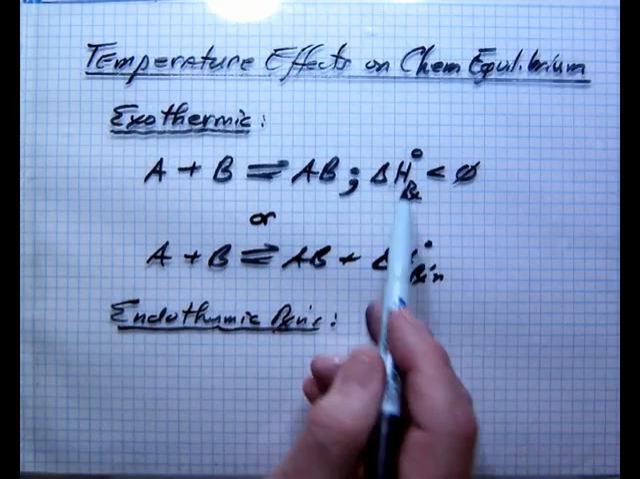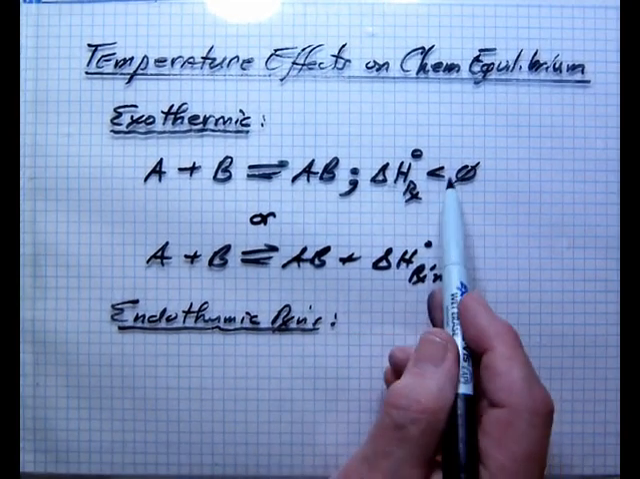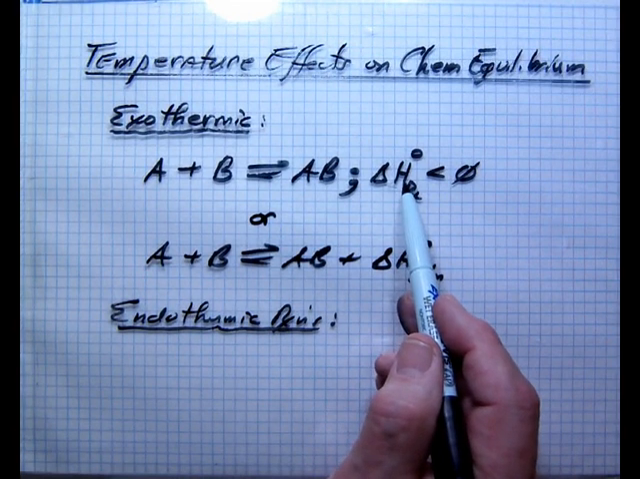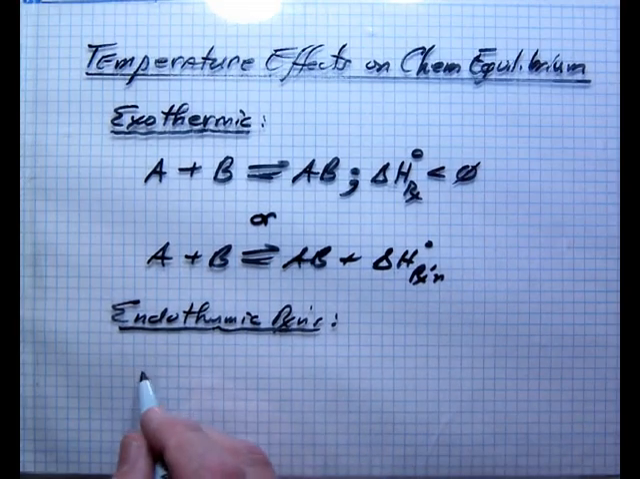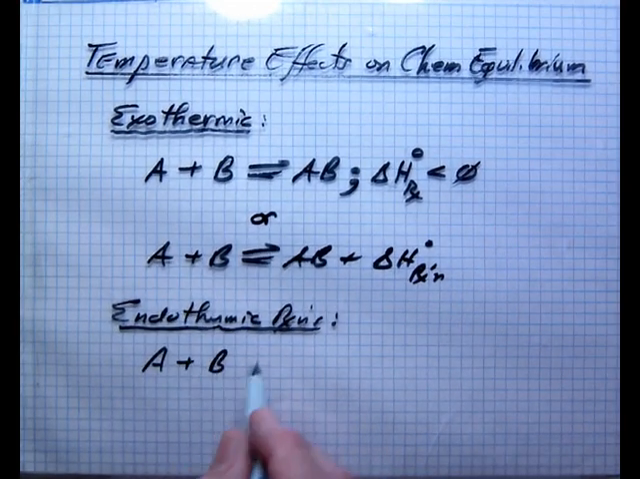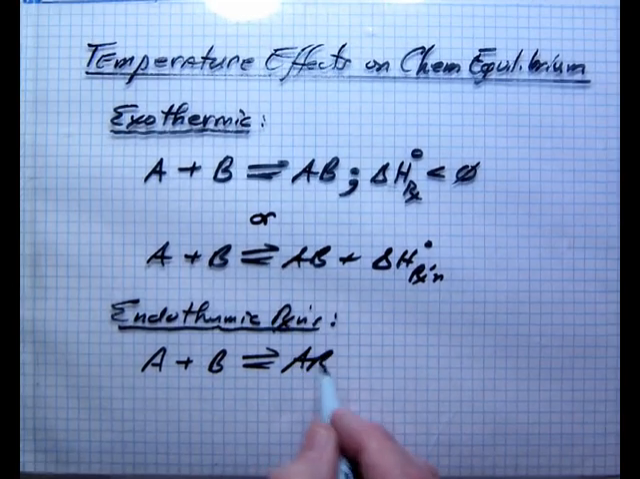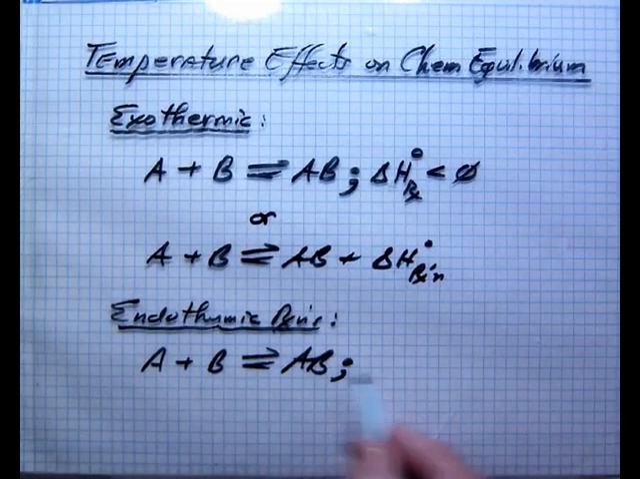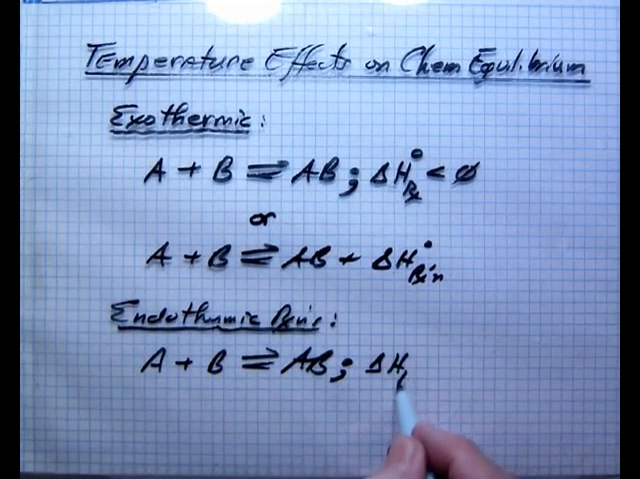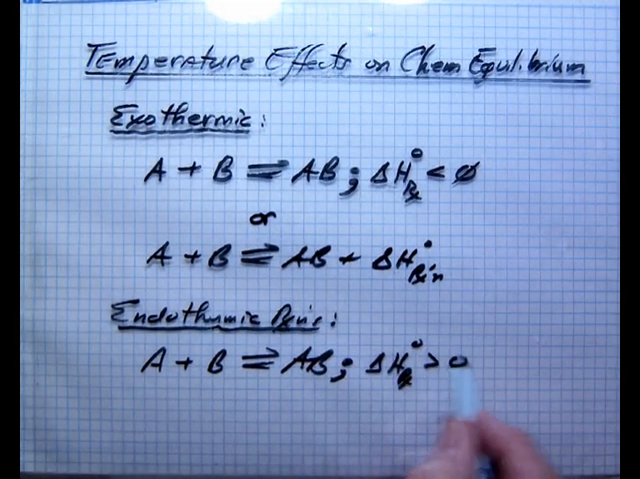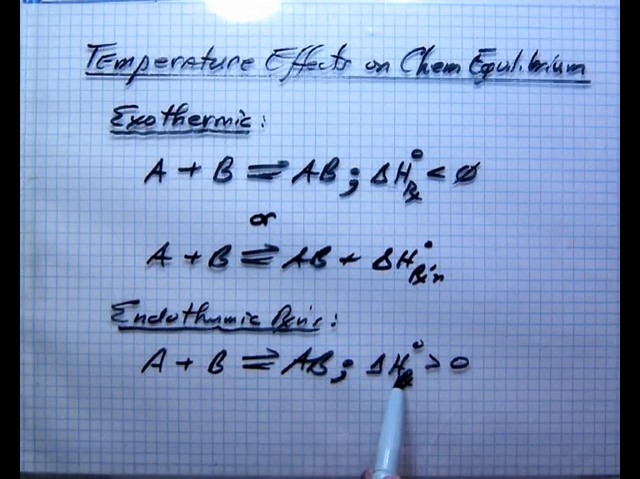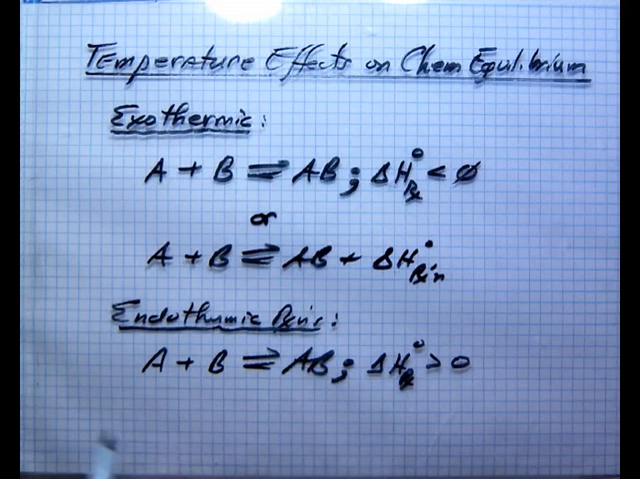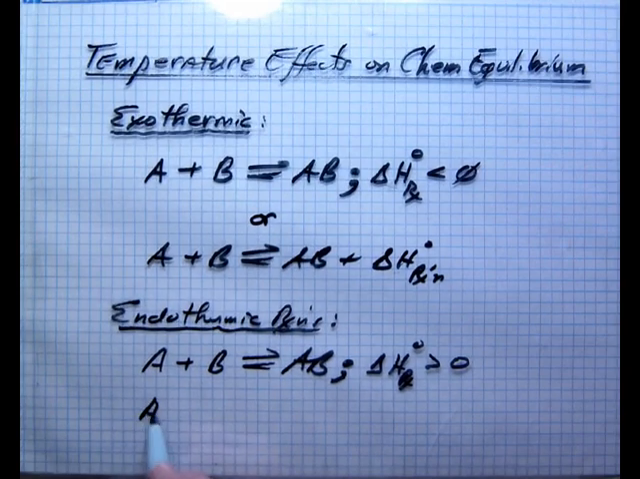Right here, it is written the same way, except the delta H value, the enthalpy value, or heat of reaction value, will be greater than 0. In this case, we have A plus B in equilibrium with AB. You'll see a semicolon, and the delta H of reaction will be greater than 0. To incorporate the number in the equation, we'll put this one on the reactant side.